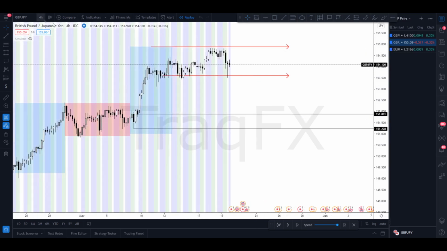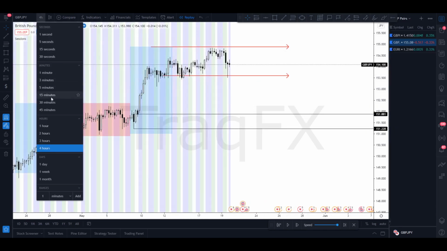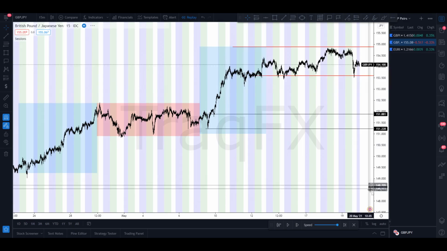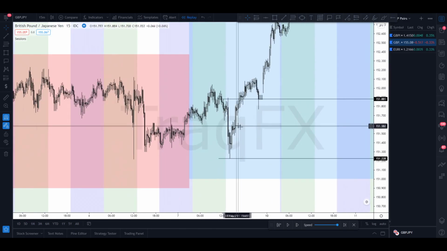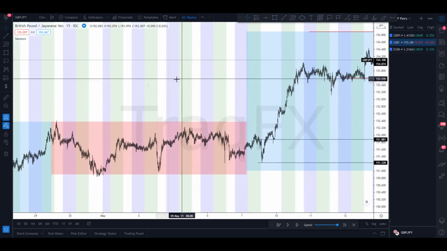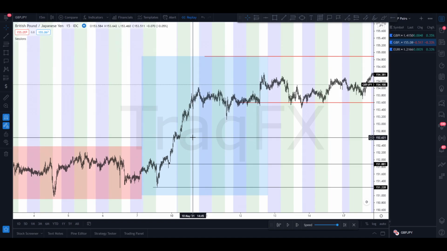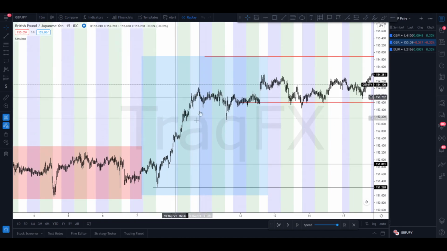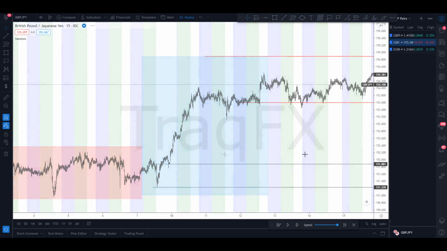Let's look at the sessions. Let's see, when did this move happen? Let's go down to the 15-minute time frame. This major move that we are seeing up happened in New York and London. The majority of the biggest moves happened in New York and London, right? And Asia didn't do much. It just consolidated. So we have London session by our side as well.